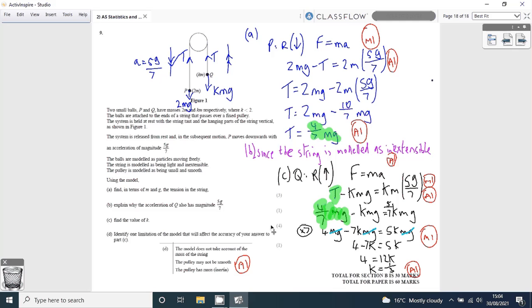Now for part D, identify one limitation of the model that will affect the accuracy of your answer to part C. Well, I've just copied and pasted this out of the answer scheme. So the model does not take account of the mass of the string. You could have said that, or the pulley may not be smooth, or the pulley has mass.